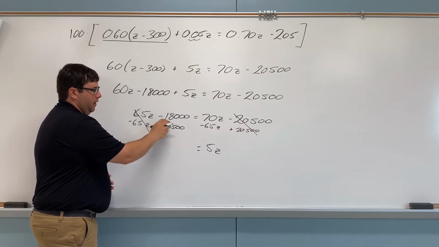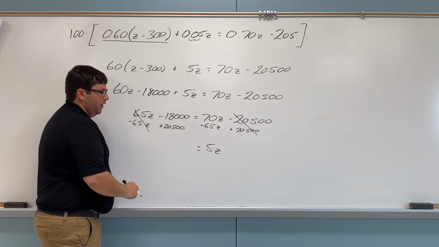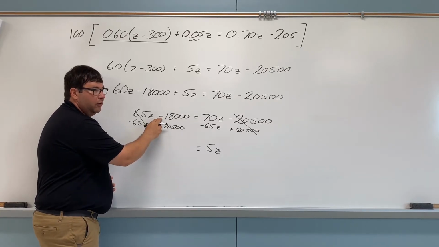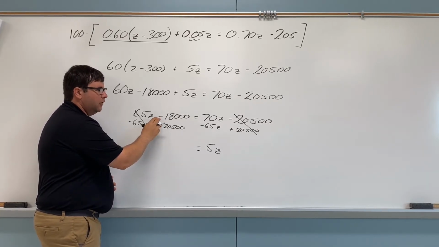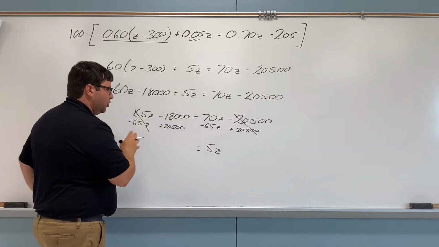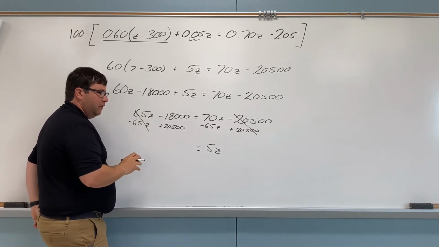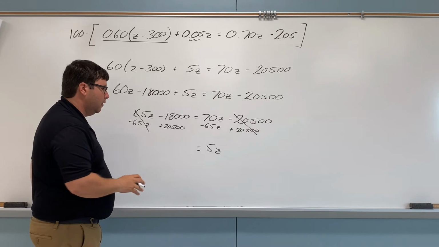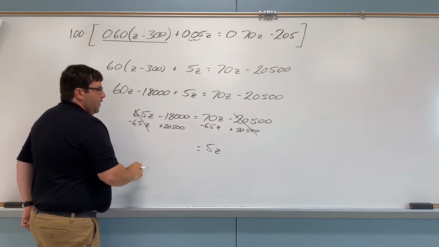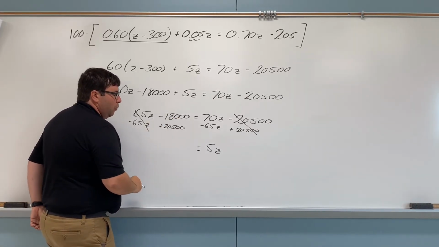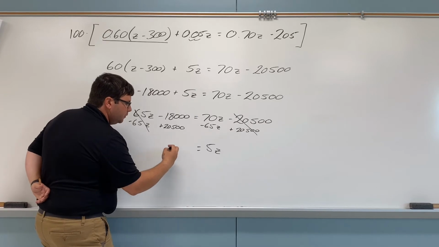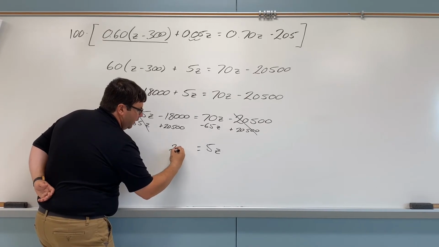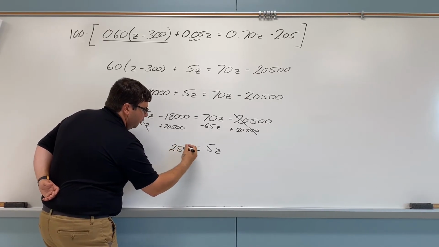Negative 18,000 plus 20,500. Don't forget to include your signs. If you ever drop a sign, just go back and look at your problem. Make sure you're not losing any of those signs. It happens a lot with negatives. So negative 18,000, positive 20,500. We're going to go ahead and combine those. That is 2,500.